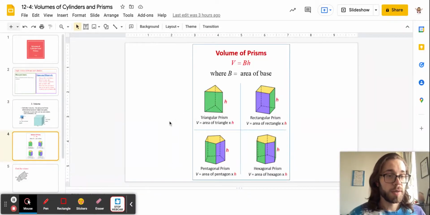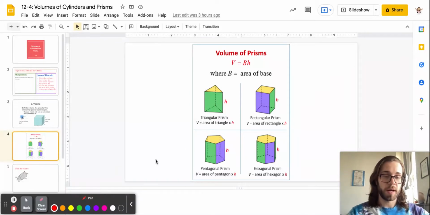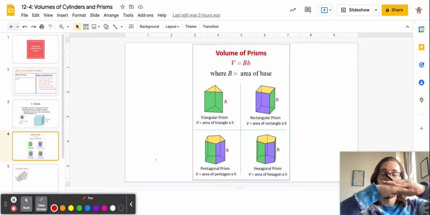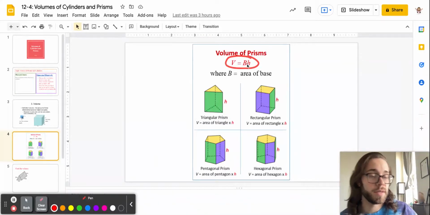So we're going to start off back with our prisms. As you would probably guess, it is going to come down to the base of your prism. As you recall, prisms have two bases that are the same. They could be triangles, rectangles, hexagons, pentagons, whatever. If you put the base on the bottom and then stack it, you're taking how much area the base takes up and stacking it however high the height is. So that's why the formula is the area of the base times the height.